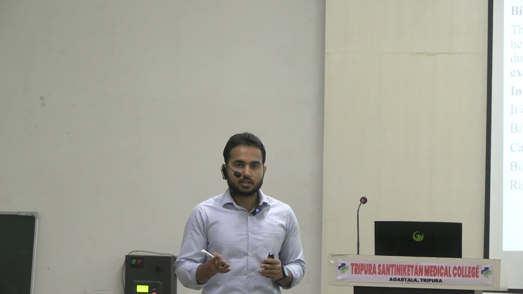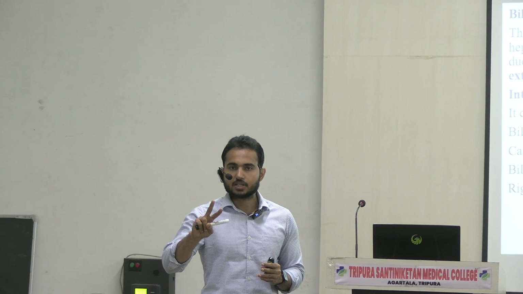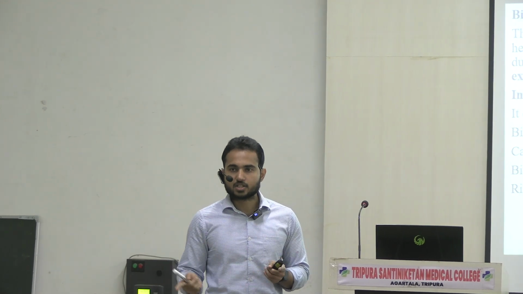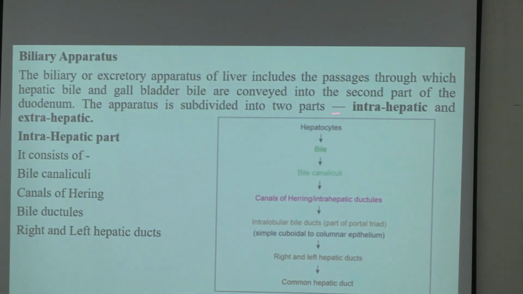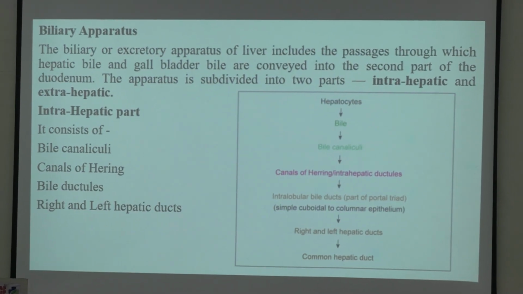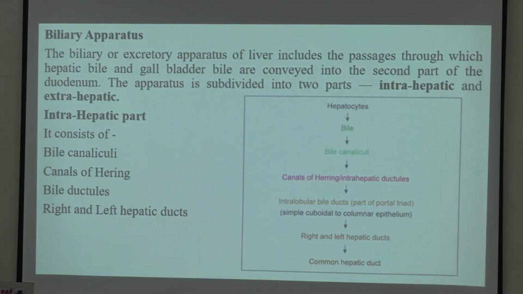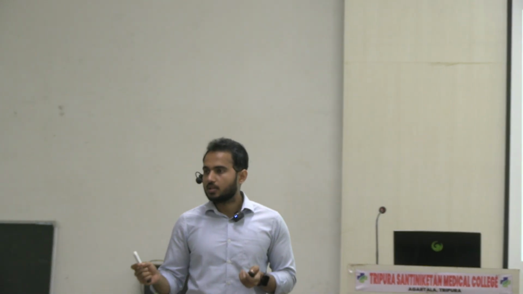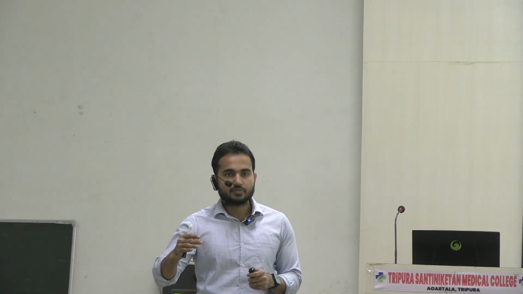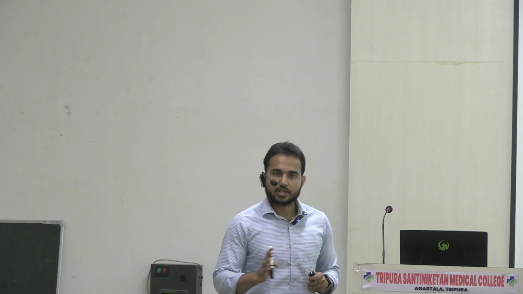In doing that, it is divided into two parts. What are they? Intrahepatic and extrahepatic. So as you can see, the apparatus is subdivided into two parts, the intrahepatic part and the extrahepatic part. What is the meaning of intrahepatic? Inside the liver. Flow of bile inside the liver. This is the intrahepatic part. What is the extrahepatic part? Flow outside the liver up to the second part of the duodenum. That is the extrahepatic part.